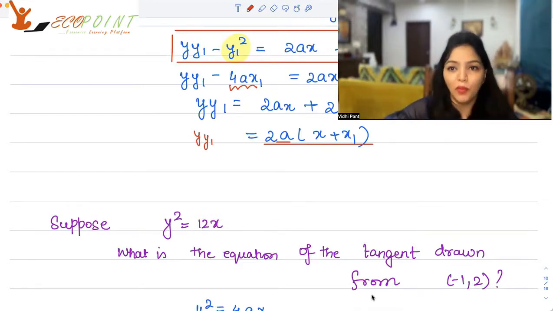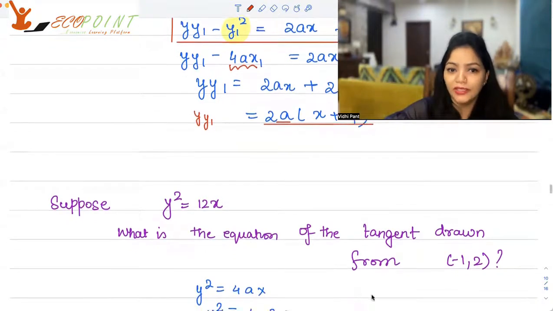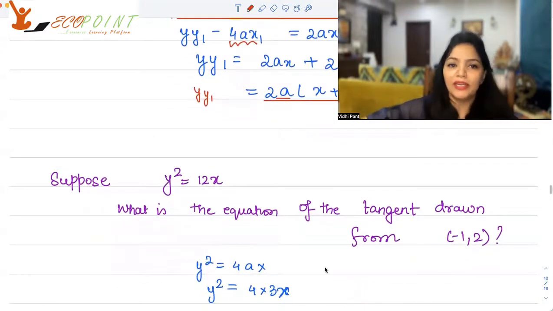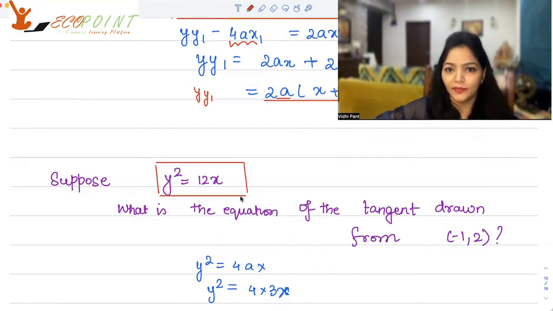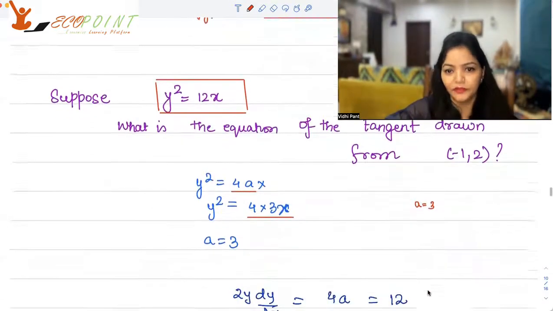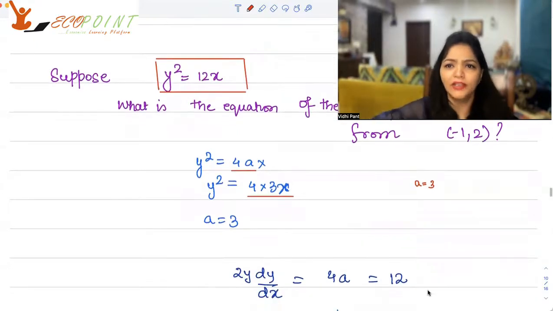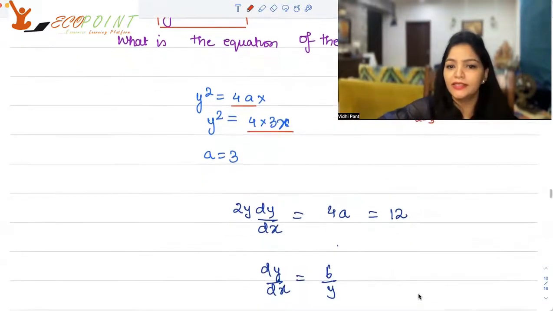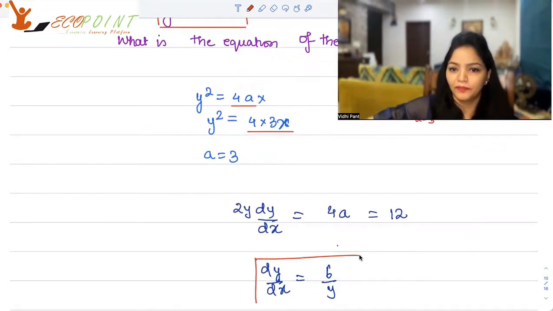Okay. So we have a particular point, and this time we have a particular parabola. Let's work it out. Now I would like to see this parabola in my general form, which is y squared equals 4ax. 12x, that means I can write it down as 4 into 3x. So a is basically 3. Once I know that, let's again talk about dy by dx here. So 2y dy by dx is equal to 12, which means dy by dx is 6 upon y.